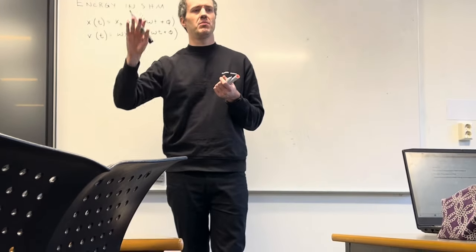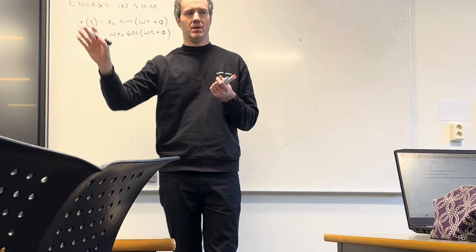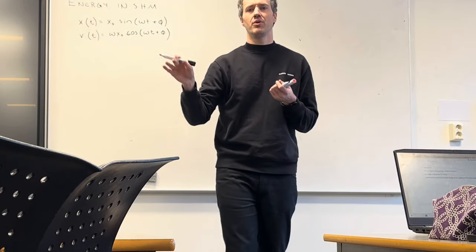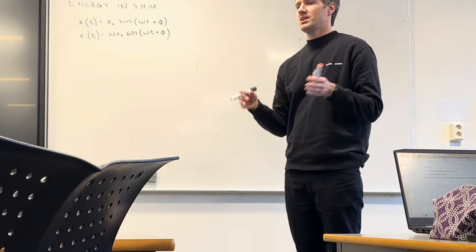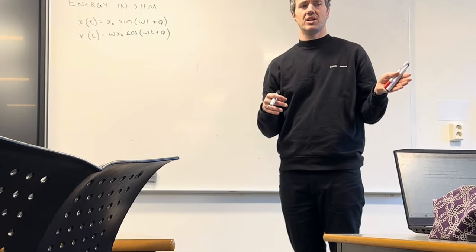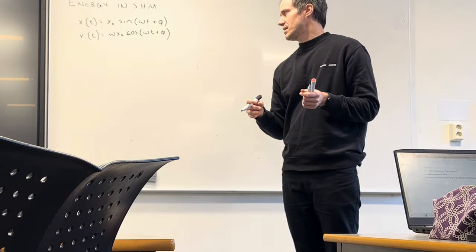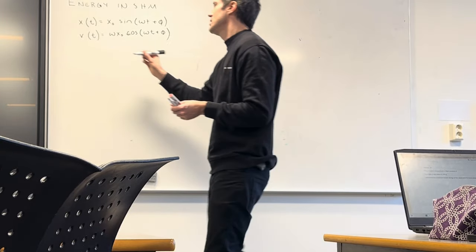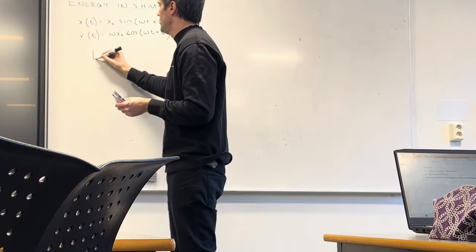An object undergoing simple harmonic motion is basically just a back and forth motion. So it's going to change between potential energy and kinetic energy. And the kinetic energy is the formula that we kind of know.